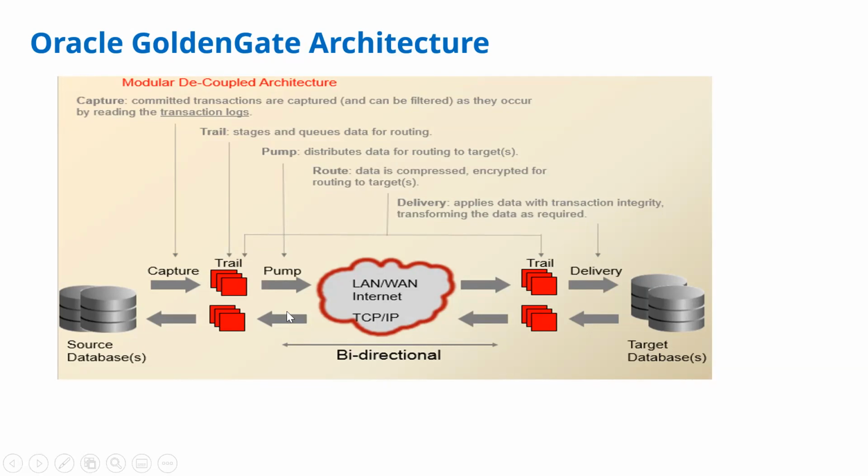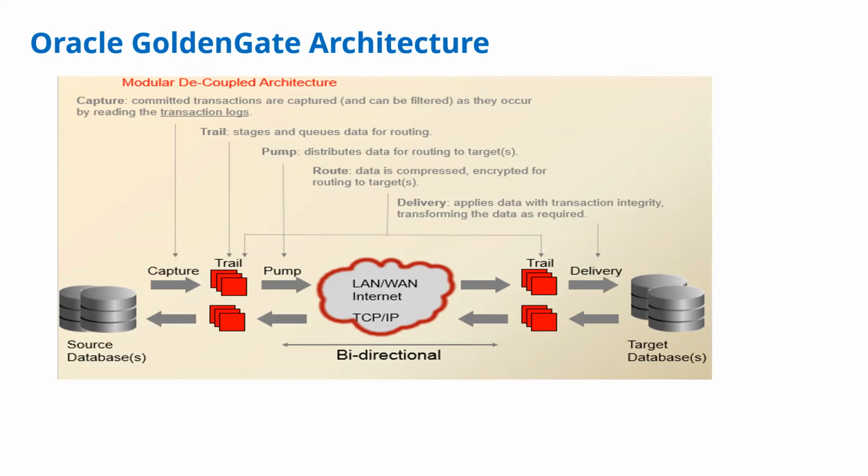So for the pump process to write data to the remote trail, you should have something written to the local trail. And who writes data to the local trail? It's the extract process. The extract process reads the data from the transaction logs and writes to the local trail. The pump process reads the data from the local trail and writes to the remote trail. The replicat process reads the data from the remote trail and applies it to the target database. So each process is independent of the others, but for data, they are dependent.